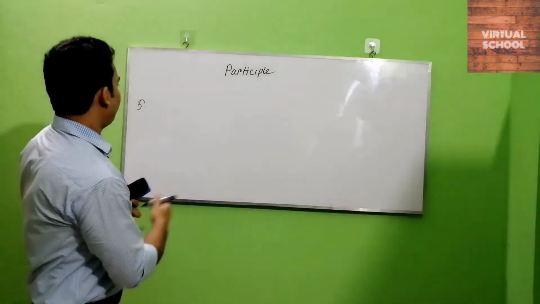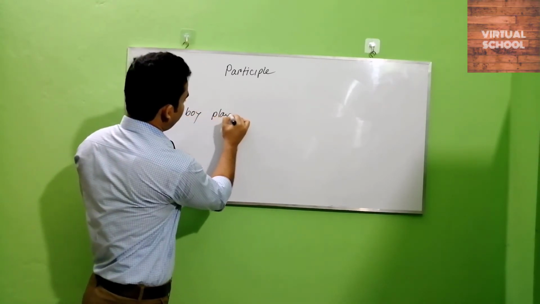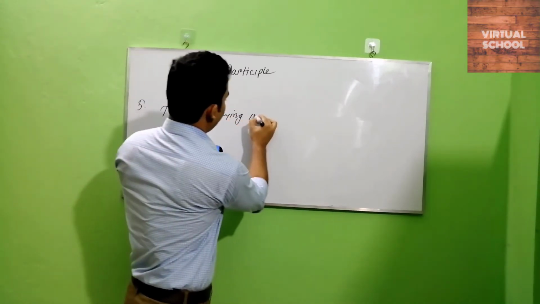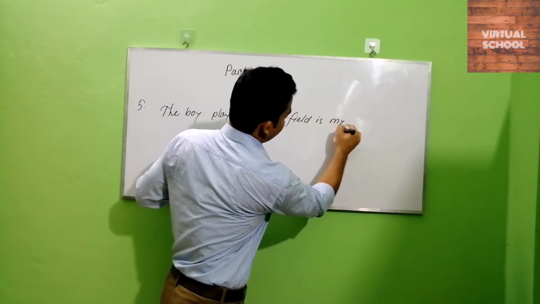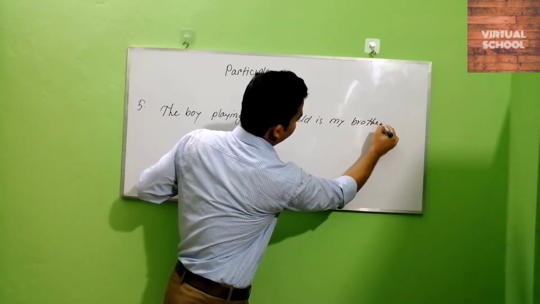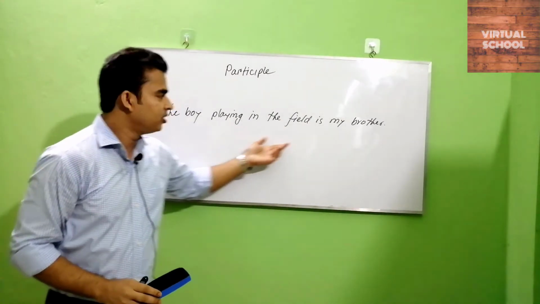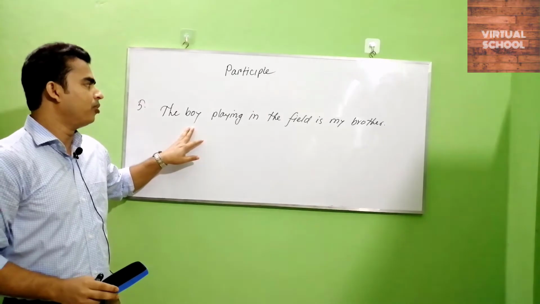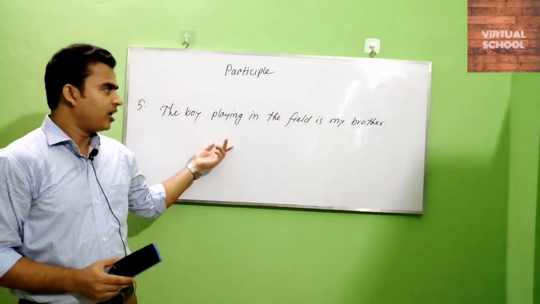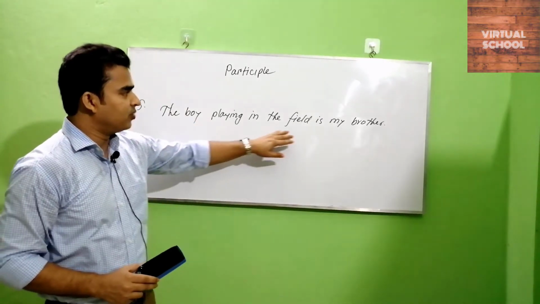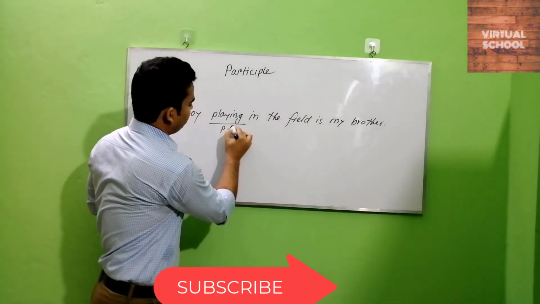Let's see an example. Here, the boy playing in the field is my brother. Notice, the boy playing in the field is my brother. After a noun, boy playing is a present participle. We can say that the boy who is playing in the field is my brother. Here, playing is a present participle.